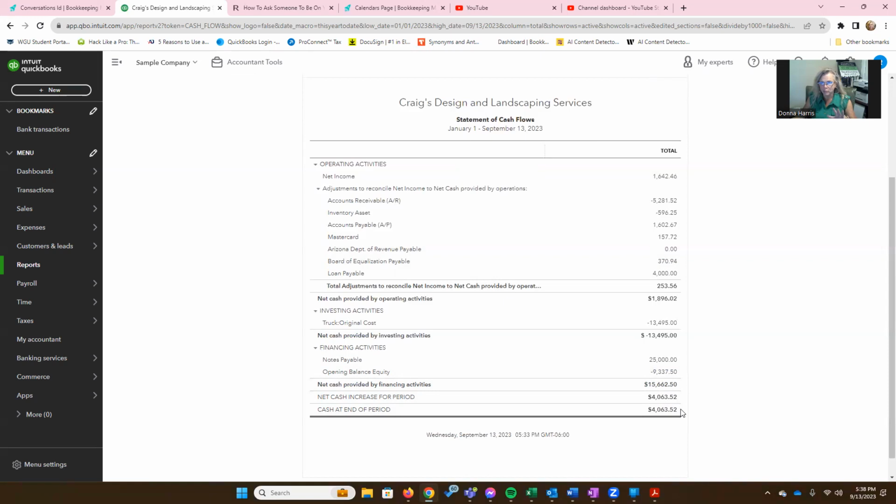If there had been a cash balance, a beginning balance up here, it would have said cash at beginning of the period up here at the top, and we would have added that together. So we would have had cash increase, and then we would have added that to the cash that we had at the beginning, and that would end up with our cash at the end of the period.